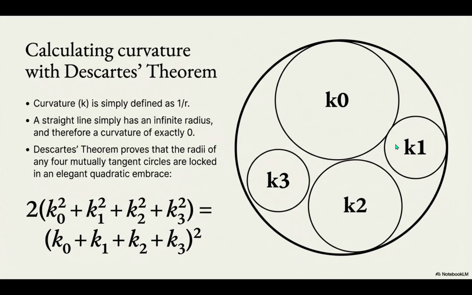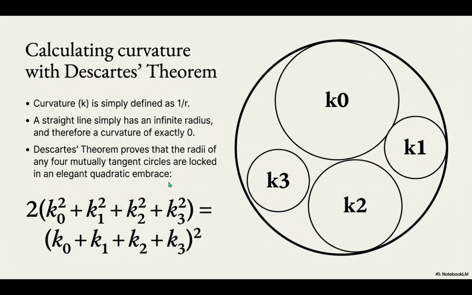To do this, he defined the curvature of a circle. We'll call curvature K. He defined it simply as 1 divided by the circle's radius. So a circle with a radius of 2 has a curvature of 1 over 2. A small circle with a radius of 1 over 4 has a curvature of 4. And what's brilliant is how this definition treats a straight line. We established earlier that a straight line is just a massive circle with an infinite radius. So 1 divided by infinity means a straight line has a curvature of exactly 0.